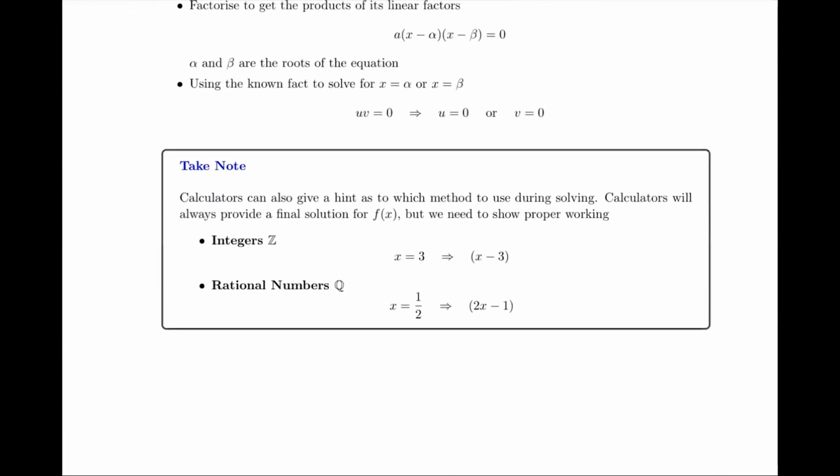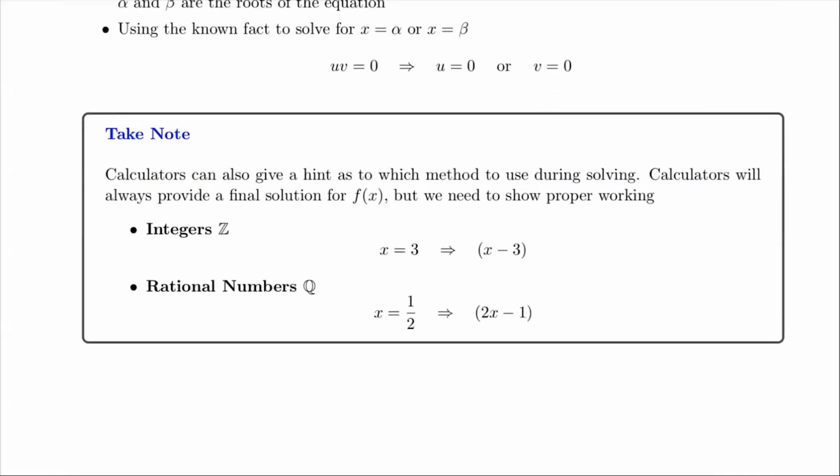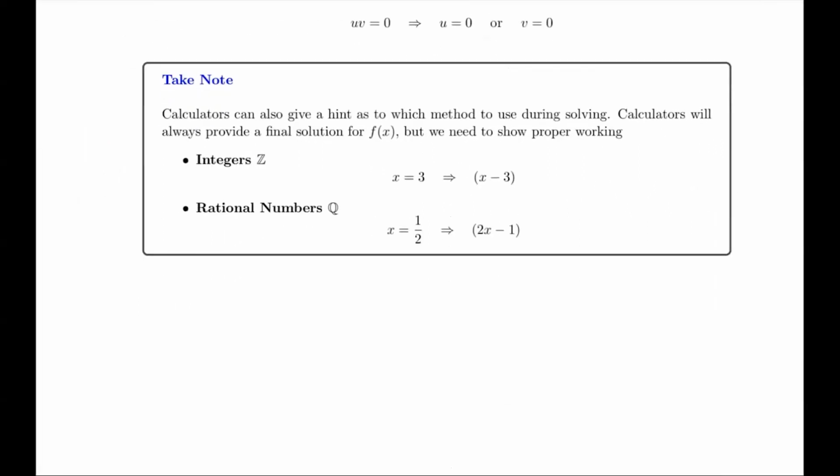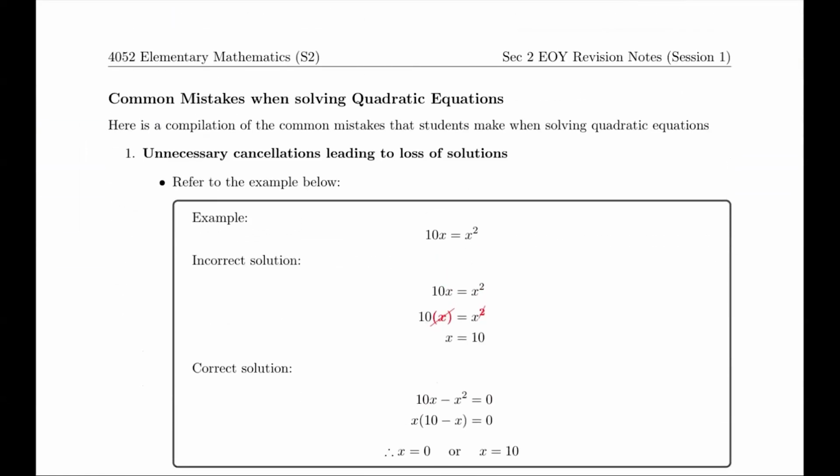Okay, moving on. So this was the cheating method that I was showing you just now. x equals 3 becomes x minus 3, x equals half becomes 2x minus 1, and so on and so forth. Go and practice this cheating method because in the future you will need it. Now let's talk about solving quadratic equations. There's a difference between expressions and equations. Expressions have no equal sign. Equations are equal to something.